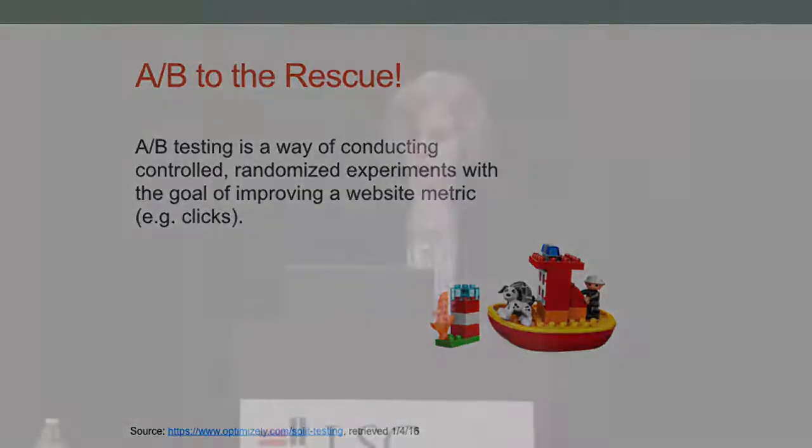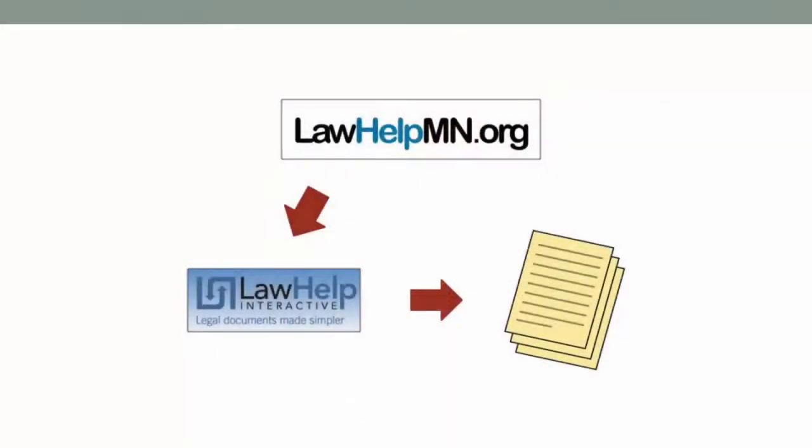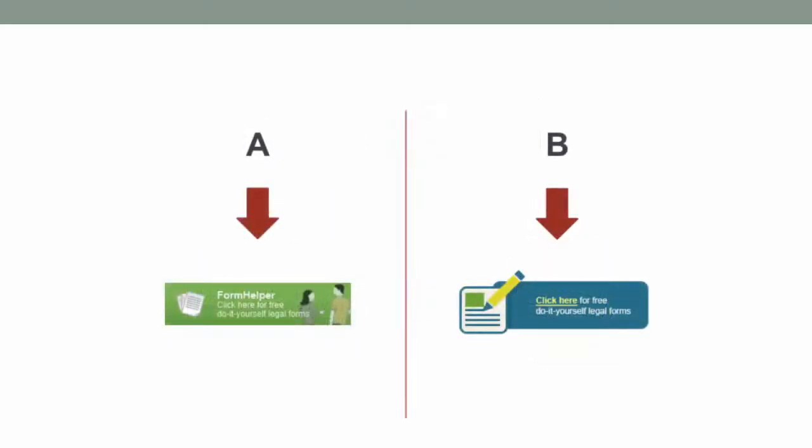We've been using A/B testing in our TIG project to find the best way to post our document assembly library on LawHelpMN. Everybody seems to do this a little differently, so we decided to run some tests to see what setup drives the most clicks to our A2J interviews on LawHelp Interactive. One thing we looked at was the button we use on our homepage. So we've used button A, little green, on the left for a while, and it's been doing a fine job.